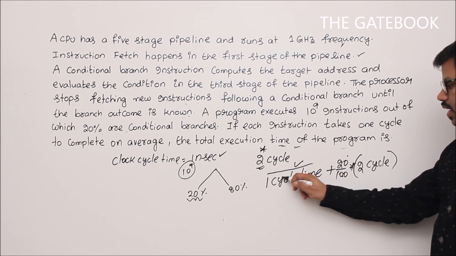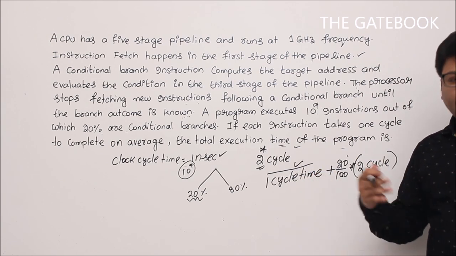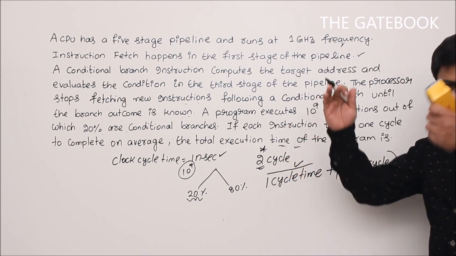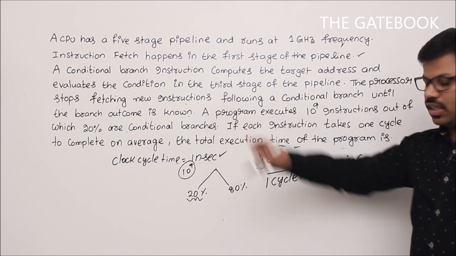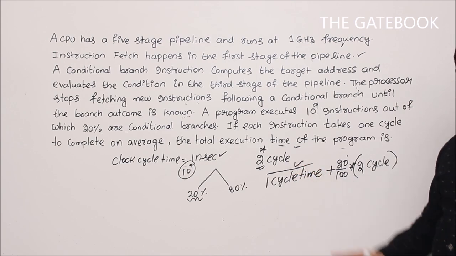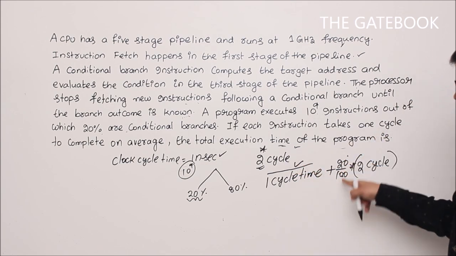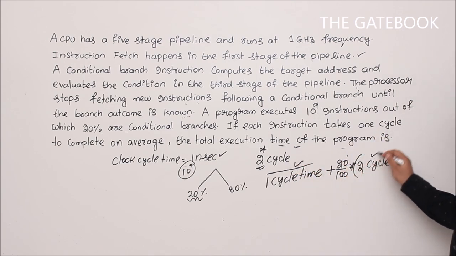Sir, what is this one cycle? It is the general penalty when you execute instructions in a pipeline. So every instruction takes 1 cycle time, that is clearly mentioned in the question. So that's why 1 cycle. Apart from that, these 20% branch instructions are taking 2 more cycles.